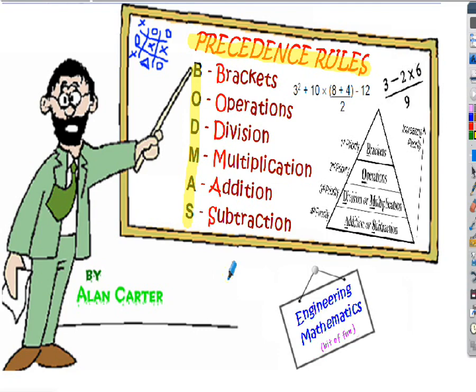This presentation considers numerical calculations such as the one shown here, 3 squared plus 10 multiplied by in brackets 8 plus 4 divided by 2, then subtract the 12, and considers the order in which we have to undertake that calculation to comply with the precedent rules. There is a separate presentation relating to the use of precedent rules, or BODMAS, associated with the use of algebraic expressions and equations.